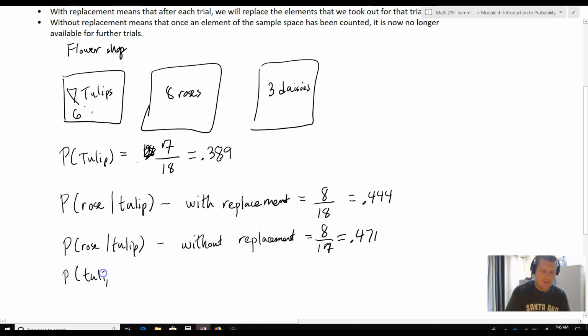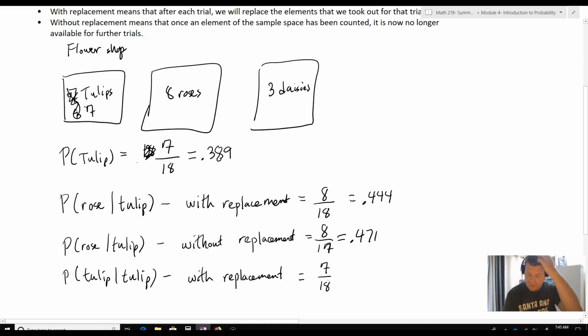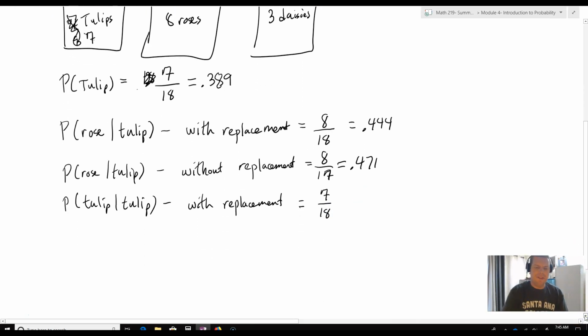Okay, let's do another example using these same numbers, and this time let's look at the probability of picking a tulip, given that we picked a tulip the first time around. Okay, and we'll do that again with replacement. So now I picked a tulip, and I'm going to put the tulip back in. So actually, I don't have 6, I have now 7. I took a tulip out, but I put it back in. So now I have 7 tulips out of 18 total flowers, because I still have 18 flowers. Well, what if I do it without replacement?